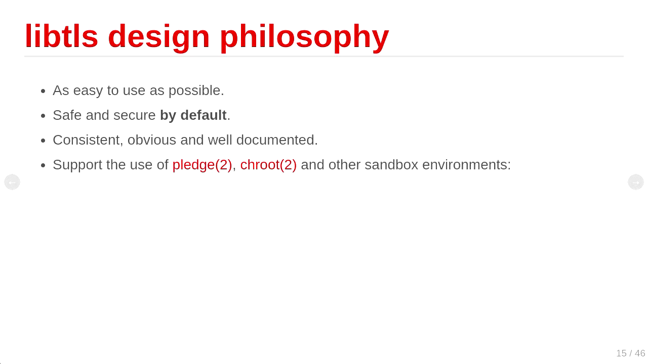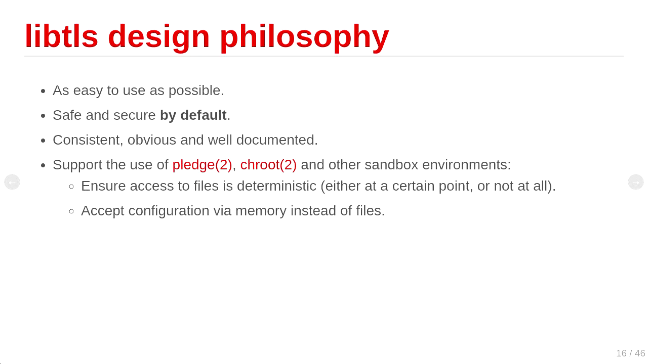There's a bunch of other things. In the Linux world, seccomp is somewhat equivalent. But basically all this means is that when we write code and when we write the library, we should ensure that access to files is deterministic. Either we should be accessing them at a well-known point or not at all. If it's not deterministic, halfway through the SSL handshake, well, hey, we need to go and read the CAs off disk, you can't do these sorts of things. And it may also mean accepting configuration data via memory instead of using files.